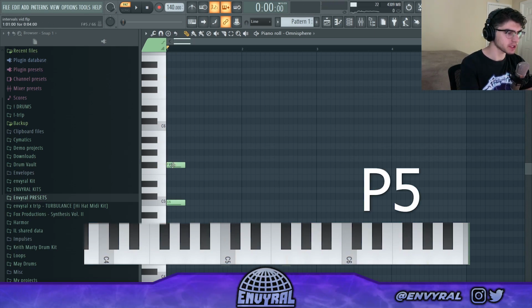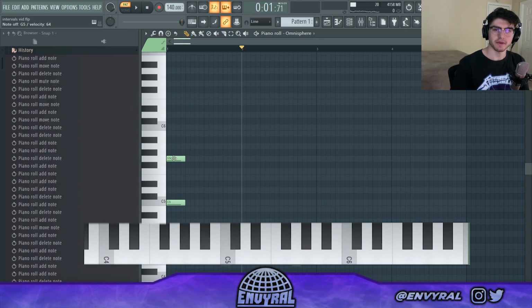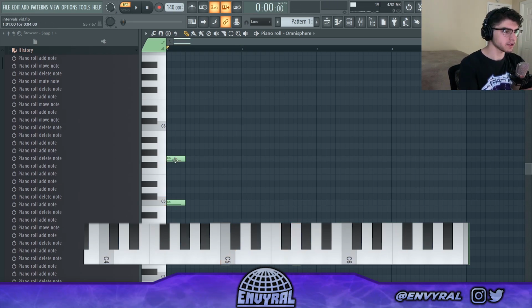The next interval is a perfect fifth. Sounds like this. The perfect fifth is another strong interval. It's a really stable interval. So 4, 5. The next interval is the minor sixth.